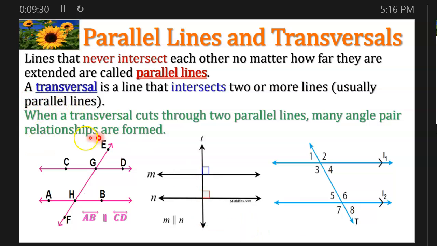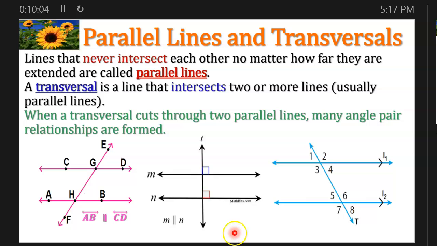Now, when you take a line and slice through those parallel lines, like this line here, EF, and this line here, and this line here, those are called transversals. Okay, so that's a line that intersects two or more lines, usually parallel lines. When a transversal cuts through parallel lines, many angle pair relationships are formed. So when we go into that parallel lines and transversal video, you're going to see some of those angle relationships that are created by two parallel lines being sliced by a transversal going down the middle.